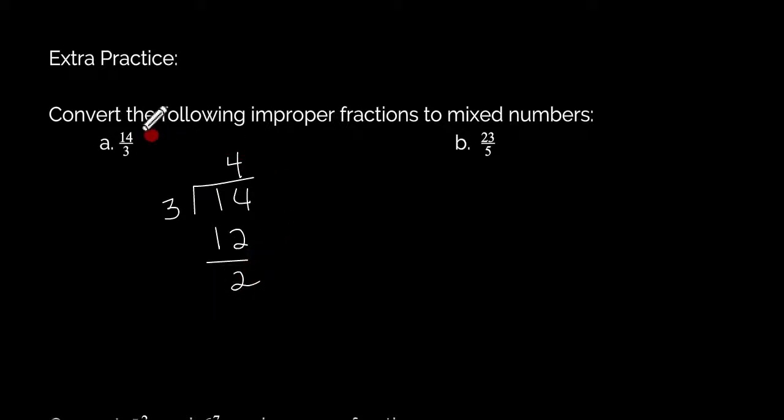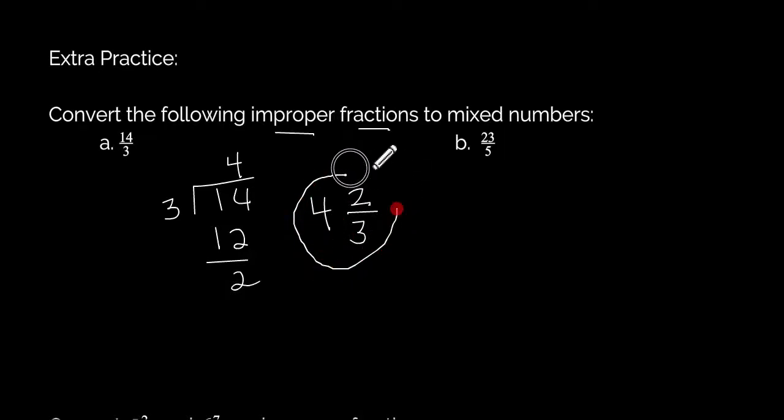Now, make sure that you read the directions carefully. It says convert the following improper fractions to mixed numbers. It could say convert it into a decimal number, but it doesn't. It just says a mixed number, which is a whole number with a fractional part. So our answer is going to be 4, and you take your remainder over your divisor. And that is your final answer.